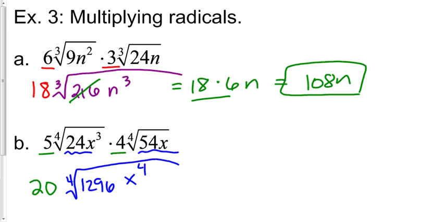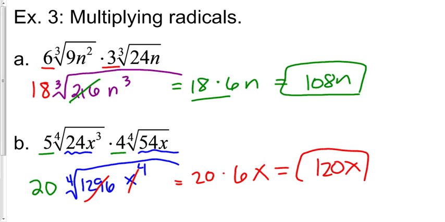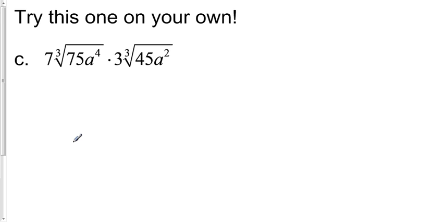Okay, now let's take our 4th root here. I've got a 20 out in front. The 4th root of 1296 is 6. And we know that the 4th root of x to the 4th is x. So 20 times 6x gives me 120x. All right, now this you would definitely do on your calculator. The fourth root of 1,296, do that on your calculator. So these are pretty easy if you understand which numbers to multiply together. Here's one for you to try on your own and bring it to class with you.